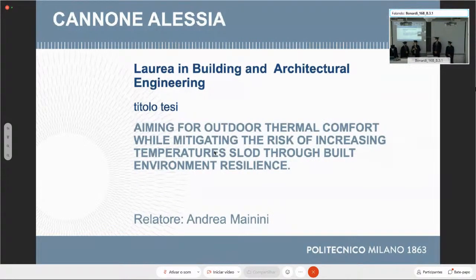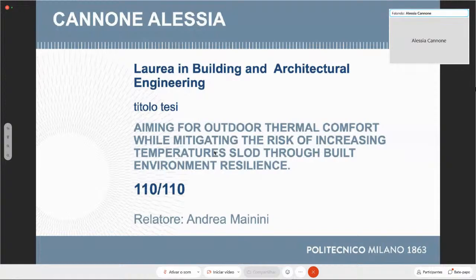Alessia Cannone, aiming for outdoor thermal comfort while mitigating the risk of increasing temperatures load through built environment resilience. Questa volta l'ho detta tutta. 110. Congratulazioni.